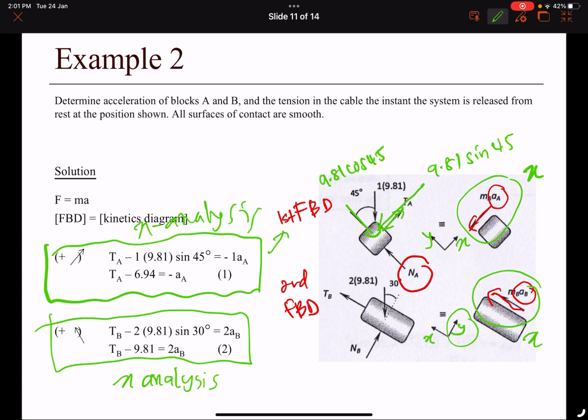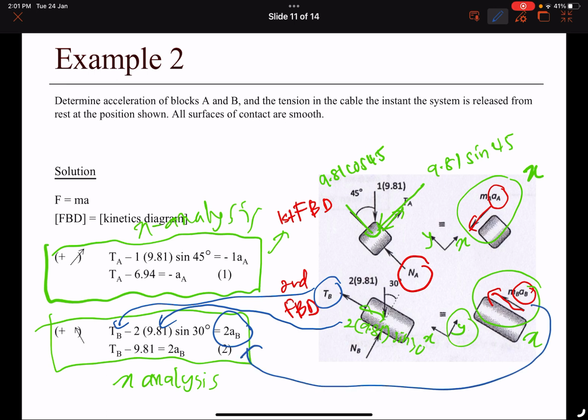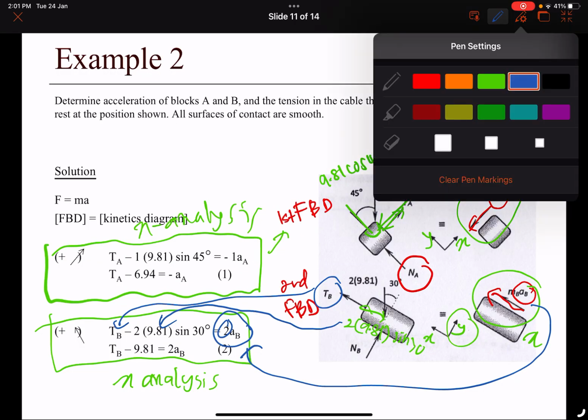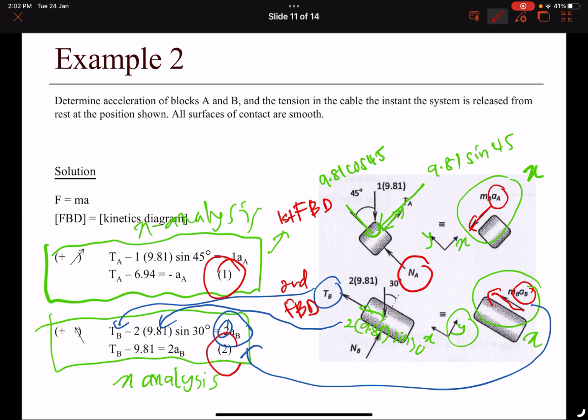So for the x analysis, you only have to resolve this component, which is 2 times 9.81 sine 30. And then everything there, this one is negative, following the assumption. And of course 2 is the mass. At the end of the day you will get two different equations, equation 1 and equation 2.